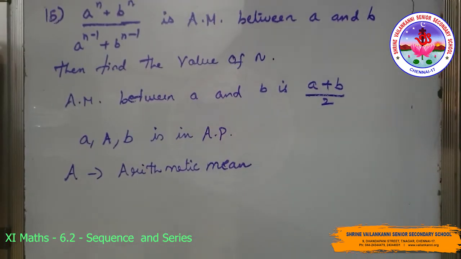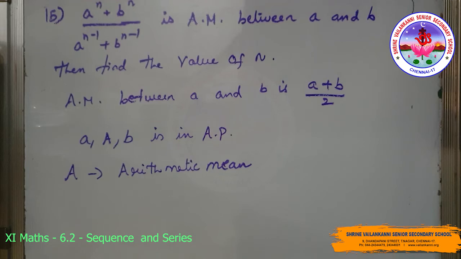15th question. If (a^n plus b^n) whole by (a^(n minus 1) plus b^(n minus 1)) is the AM between a and b, then find the value of n. The arithmetic mean between a and b is given by (a plus b) by 2. So let's see what is arithmetic mean.